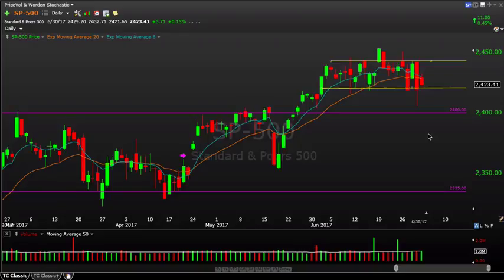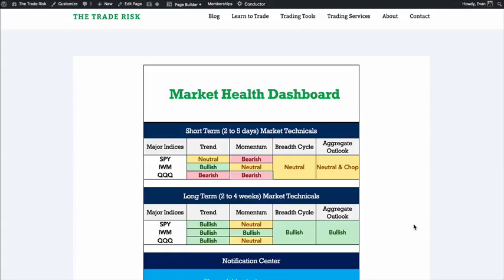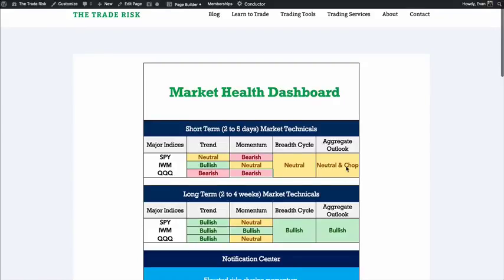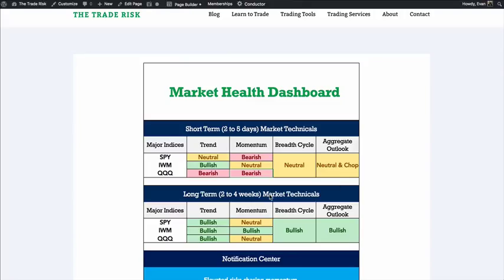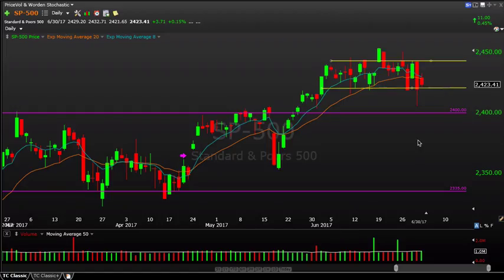So that's the outlook. If you want to look objectively at how we're looking at it, neutral and chop here for the next week. And on the longer term time frame, everything is still pretty kosher here, bullish pretty much all around, and the outlook there is still bullish on those longer term time frames. So that is the market environment.